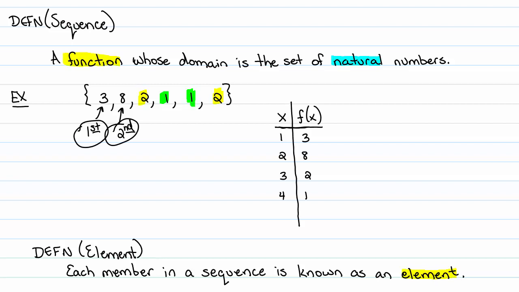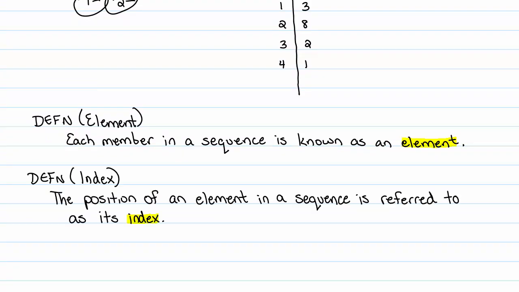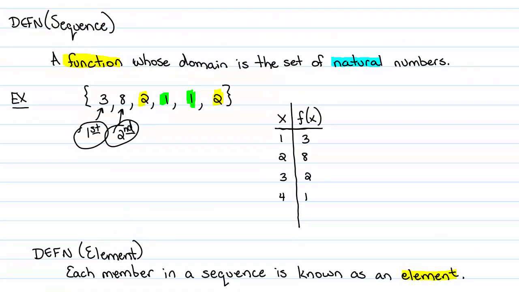Let me write that down. I'll scroll down here. The position of an element in a sequence is referred to as its index. So the index for the number 3 is 1. The index for the number 8 is 2. The index for this specific number 2 is 3, and so on and so forth through this list.